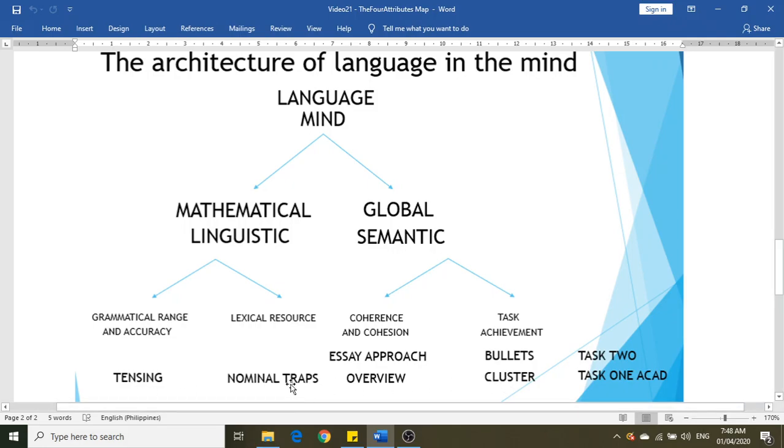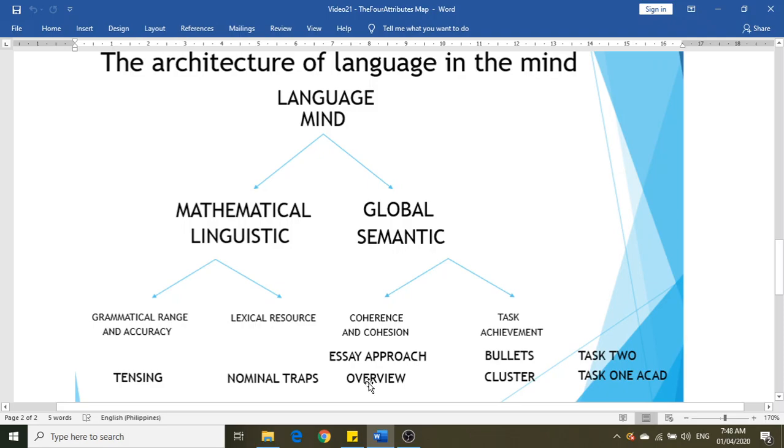Nominal traps now refer to nouns or noun phrases, and there are indeed many tasks which contain nominal traps, and the map that I'm about to show you is one of them. And then, so watch out for the nominal traps as well.